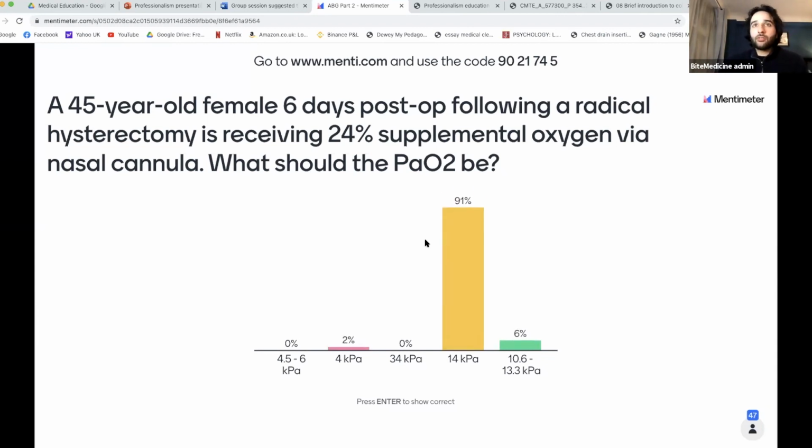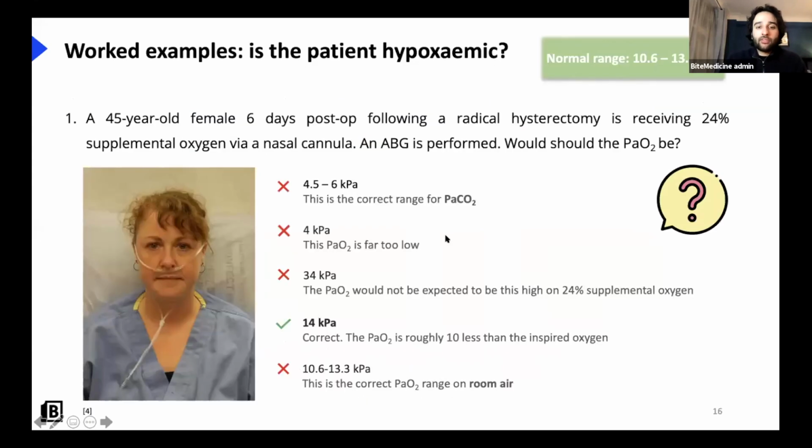Lovely. So you're spot on. 14 kilopascals. That's just that rule. You're expecting your arterial PaO2 to be 10 less than your inspired oxygen. I know that seems like simple maths, but it's a concept which a lot of people don't fully appreciate. So fantastic.